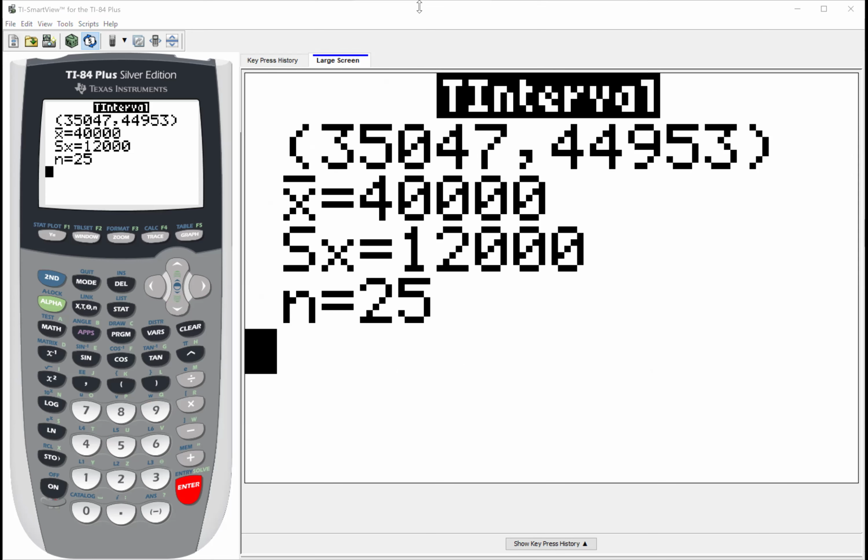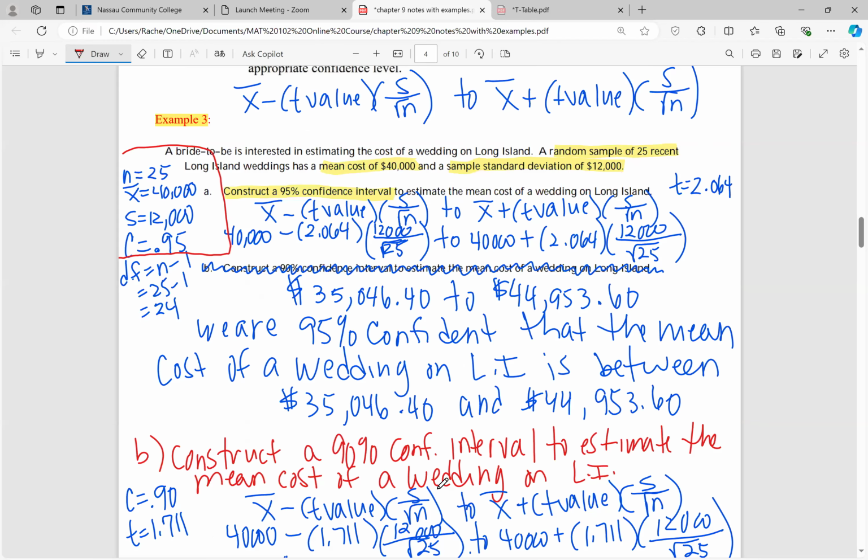So let's go back to the one that we did by hand. And in red, let me just circle my confidence interval for part A. So we got $35,046.40 to $44,953.60. So you'll see it's off by a couple of cents. There's just a teeny tiny bit of rounding error, versus the calculator, but much quicker, right?